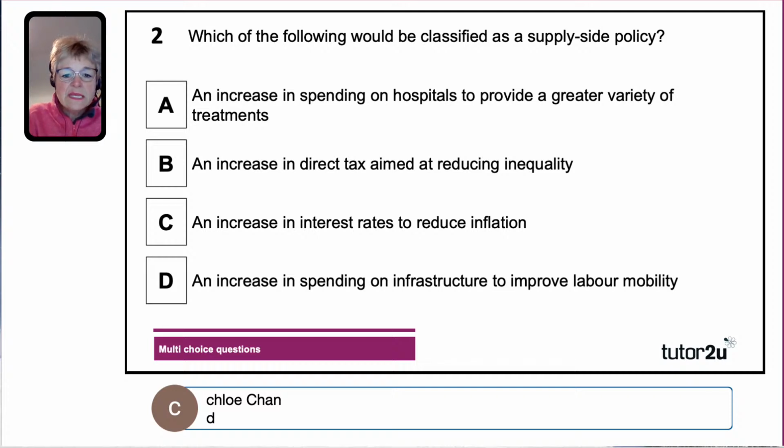Chloe is saying D, an increase in spending on infrastructure to improve labour mobility. You are spot on. Shalia, you're right too. Well done. Errol, you're right too. Fantastic. You're all on fire tonight. It is indeed spending on infrastructure to improve labour mobility. So that would be things like train stations or bus stations or motorway networks.